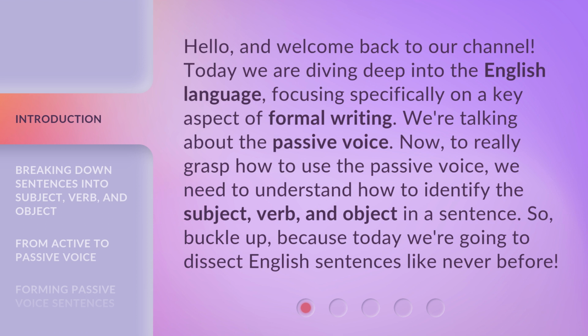Today we are diving deep into the English language, focusing specifically on a key aspect of formal writing. We're talking about the passive voice. Now, to really grasp how to use the passive voice, we need to understand how to identify the subject, verb, and object in a sentence. So, buckle up, because today we're going to dissect English sentences like never before.